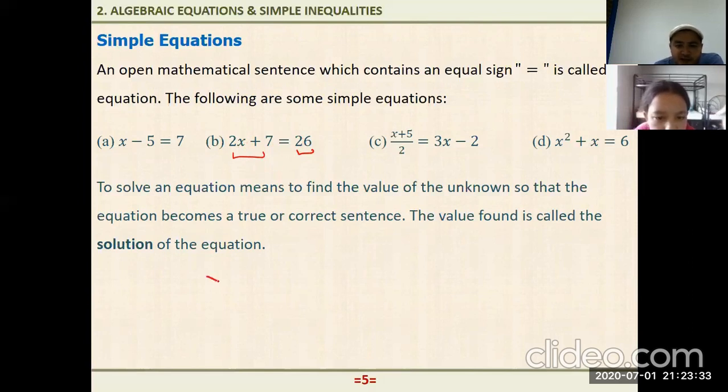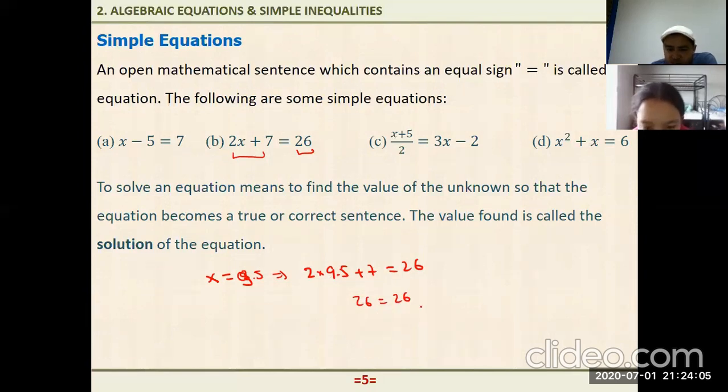For example, let's say x equals 8.5. Not 8.5, 9.5, let's say. Now if you substitute here, 2 times 9.5 plus 7 equals 26. Now if I ask you, Shahina, is it true or false? You can answer, right? 2 times 9.5, it is 19. 19 plus 7 is 26. On the right hand side, 26. Is 26 equal to 26? Yes. Then now you can say that it is true. We made the open sentence a closed sentence now. That means that we found the solution of this equation.